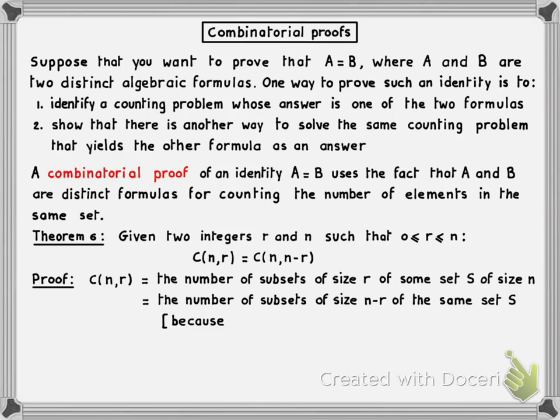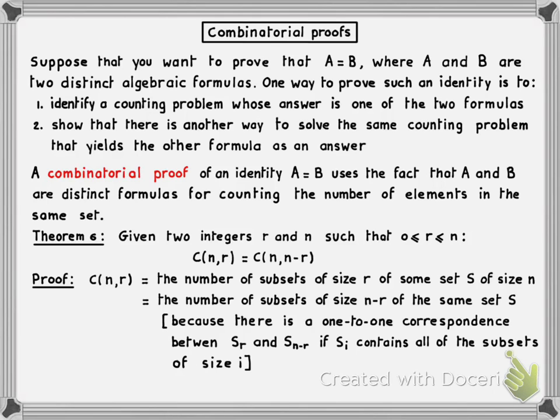So what that means is that for every subset of size r corresponds one and exactly one subset of size n minus r. In other words, there's a one-to-one correspondence between the set of all subsets of size r and the set of all subsets of size n minus r. And because there's a one-to-one correspondence between the two sets, then they must have the same number of elements. And this is the justification for this equality.